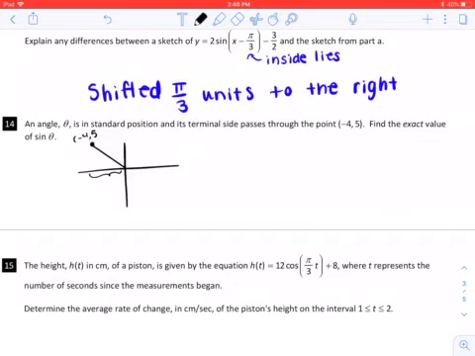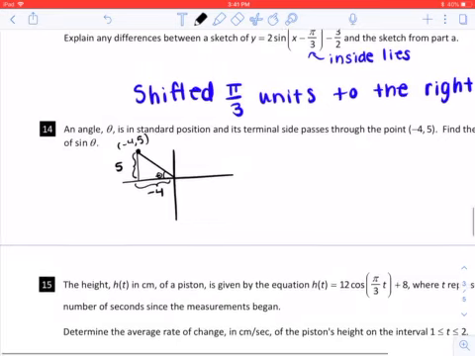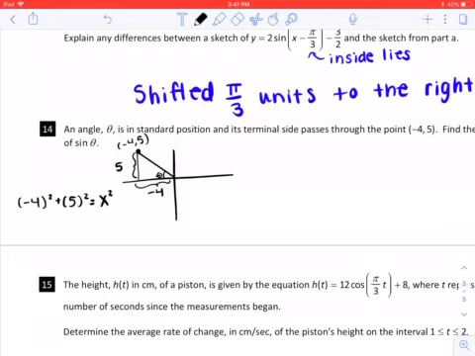This side has a value of -4, because that was the x value of my point. And then this side has a value of 5, because that was the y value. So I can sketch my triangle, throw in my theta, so then we can find the missing side of our triangle by using the Pythagorean theorem. So -4 squared plus 5 squared equals x squared. So that's 16 plus 25 equals x squared.